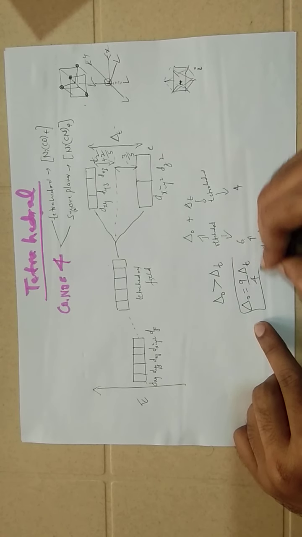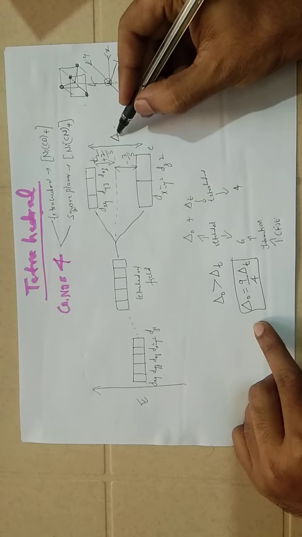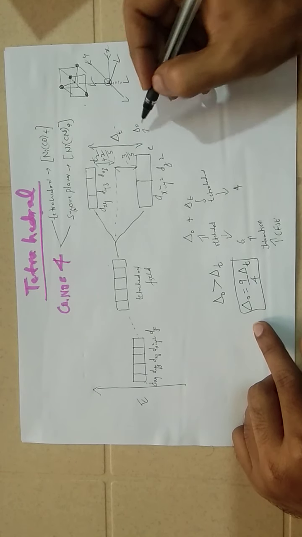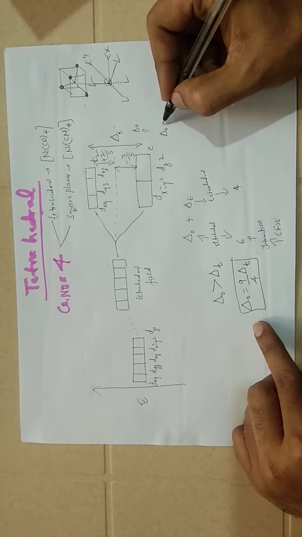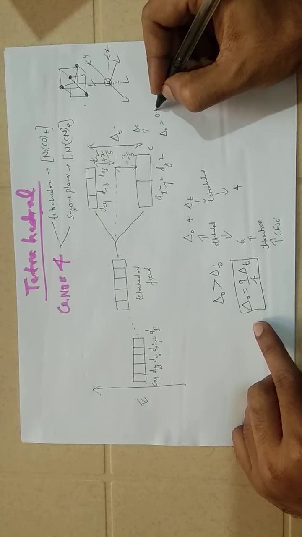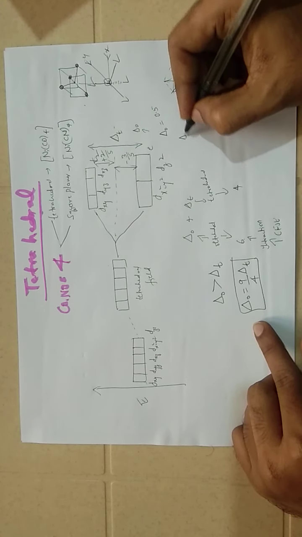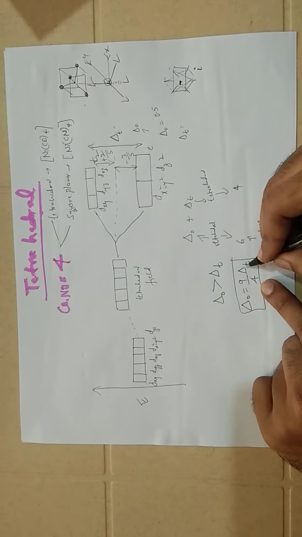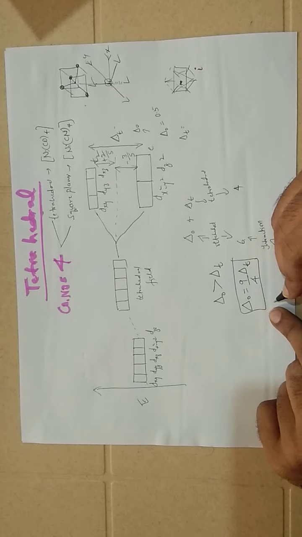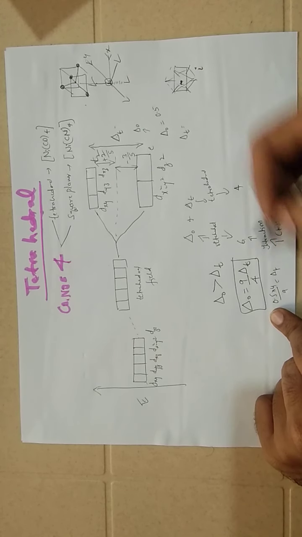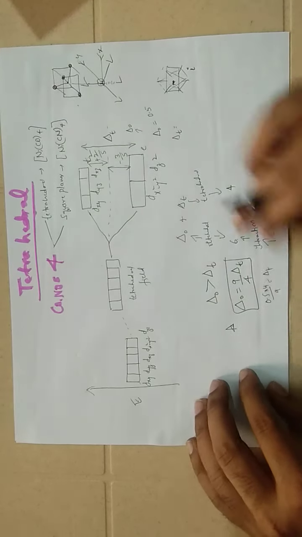You can also determine this value in terms of delta O only. If you know delta O, you can easily calculate delta T. For example, if delta O is around 0.5, we know the relationship, just cross multiply. Delta T is 0.5 into 4 divided by 9. You should know this relationship, it is very important.